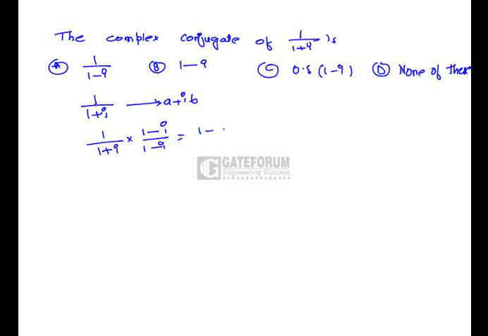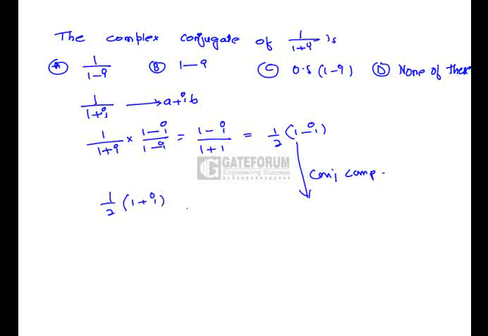So 1 into 1 minus i is 1 minus i by 1 plus... We know that i square is minus 1, so this will become plus 1. So the given complex number is nothing but 1 by 2 times of 1 minus i. Now, the conjugate complex of this number is nothing but 1 by 2 times of 1 plus i, which can be written as 1 by 2 times of 1 plus i.